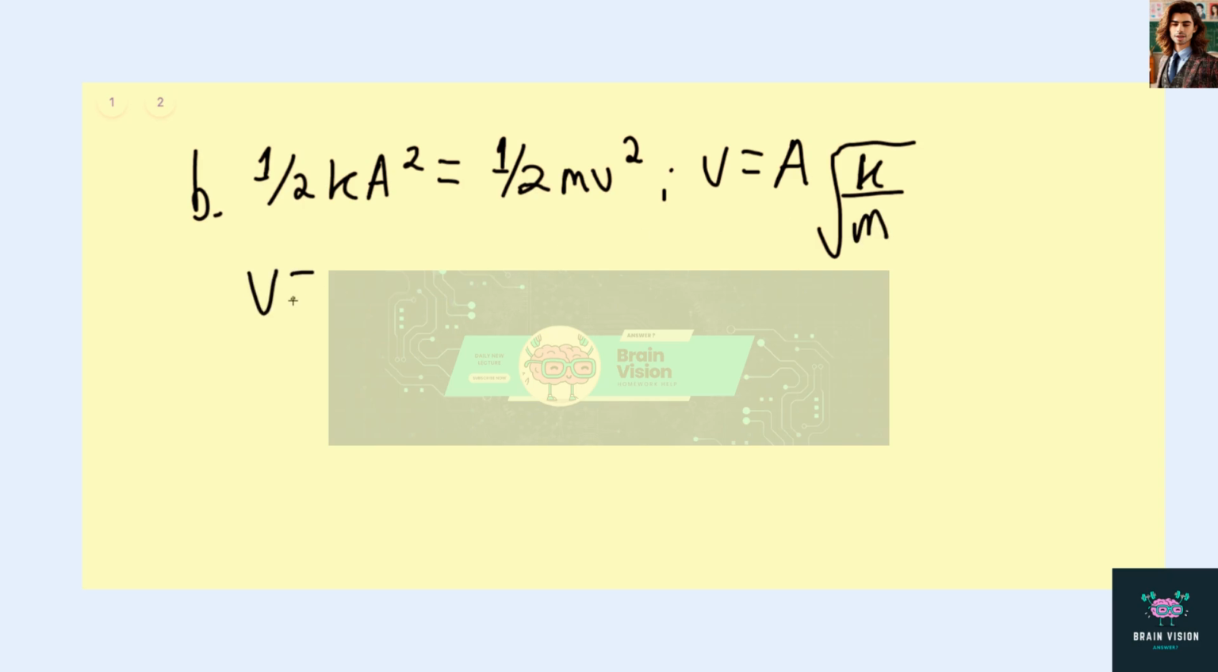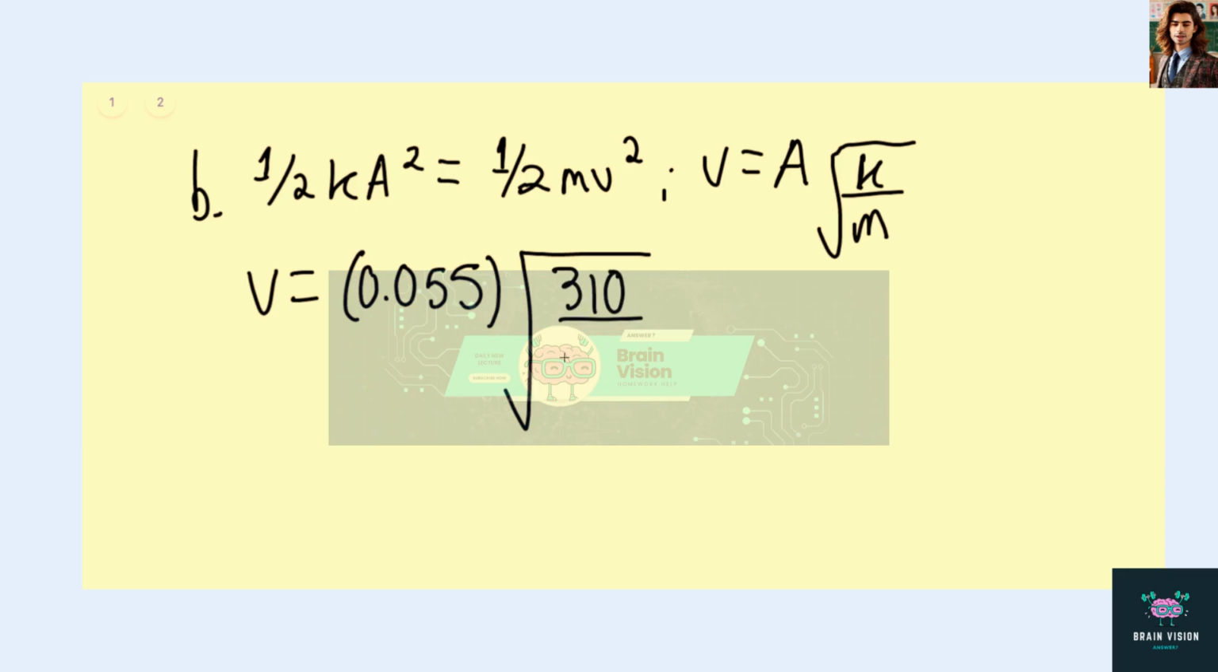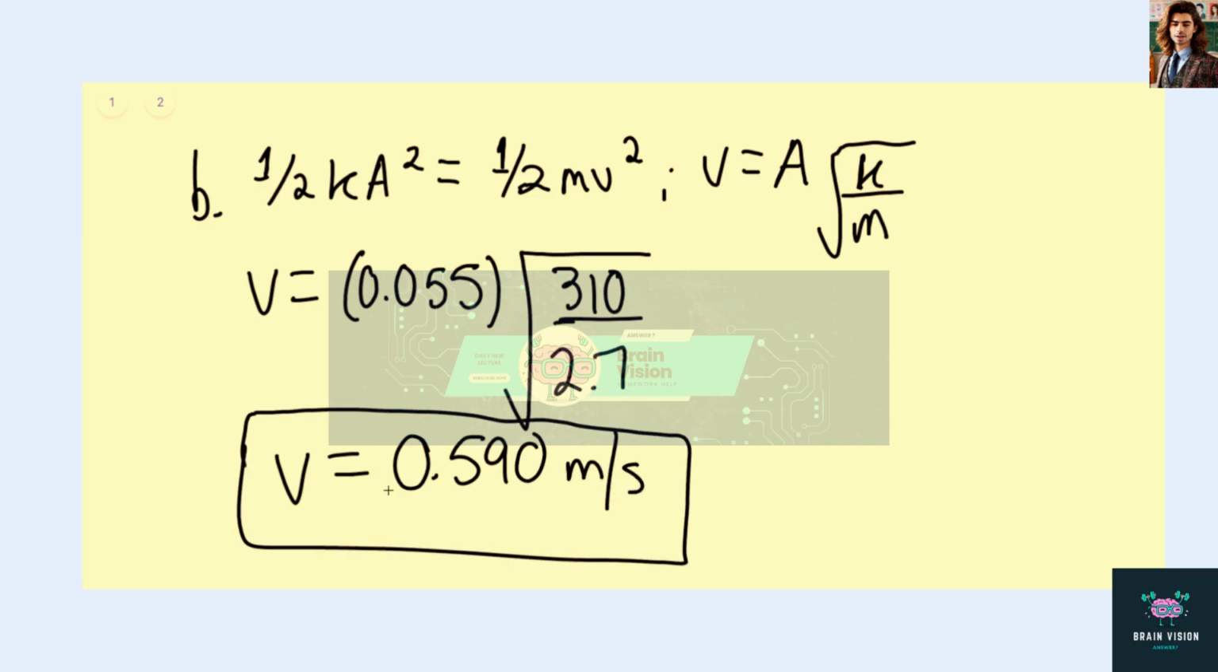This equals 0.055 times the square root of 310 divided by the mass of 2.7, and the velocity is 0.590 meters per second. So this will be our final answer. That is the end of the solution.